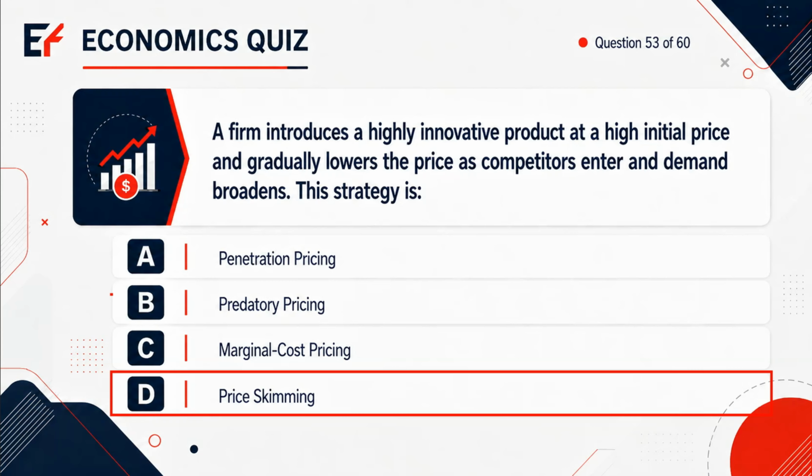Option A is incorrect because penetration pricing starts with a low price to attract a large market quickly. Option B is incorrect because predatory pricing involves setting prices very low to weaken or drive out competitors. Option C is incorrect because marginal cost pricing sets price close to the cost of producing one additional unit.